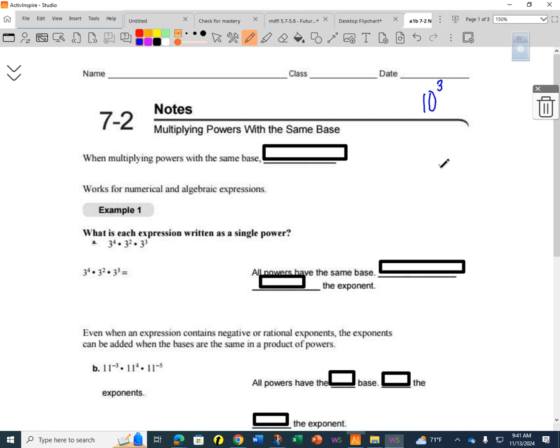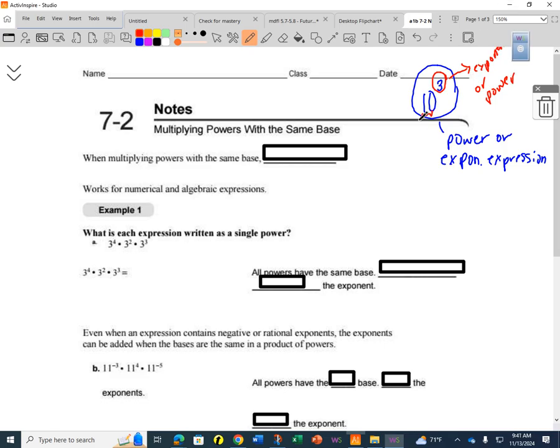So 10 to the third power, this entire thing, remember we said, is called a power. Or we could call it an exponential expression. But usually we call it a power. The only time you call it an exponential expression is if you're in math class, probably. So what's the 3 called? Cole? The exponent. But we can also call it a power, which is quite confusing, right? Just the exponent or the power.